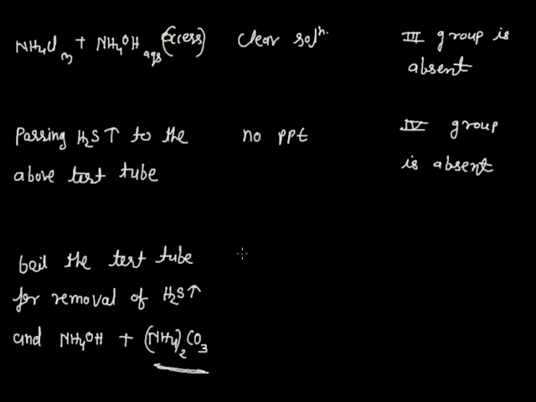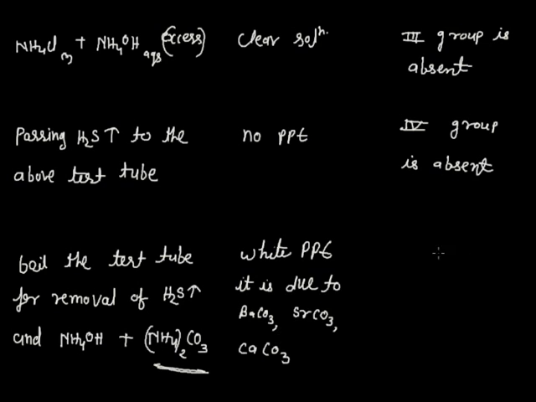We are having a white precipitate. It is due to barium carbonate, strontium carbonate, calcium carbonate. So we can say that the fifth group is present. Now, on adding NH4OH and ammonium carbonate, if we get a white precipitate, then it is confirmed that the salt contains the fifth group.